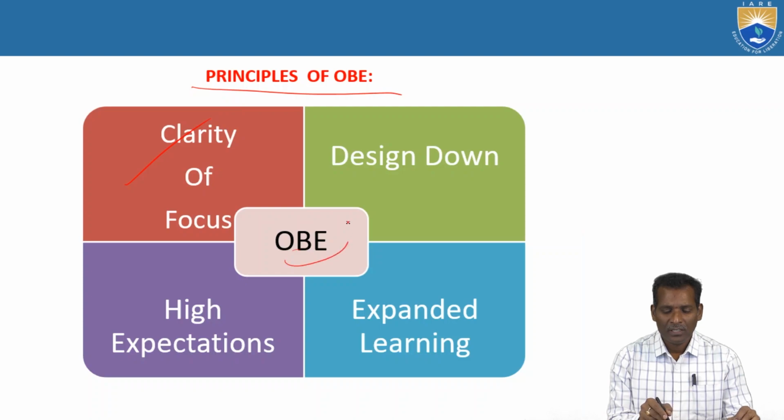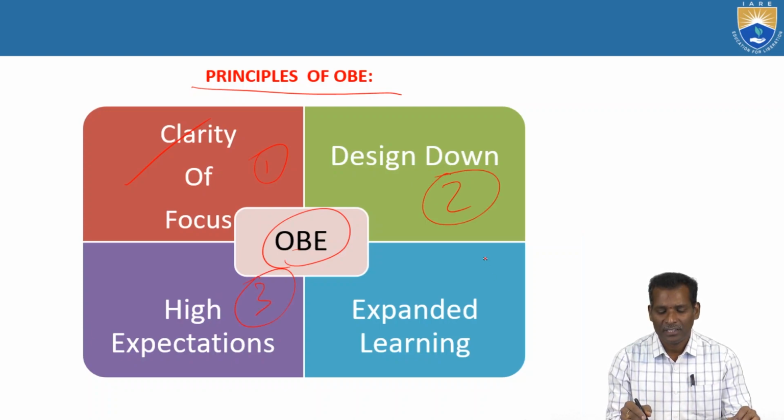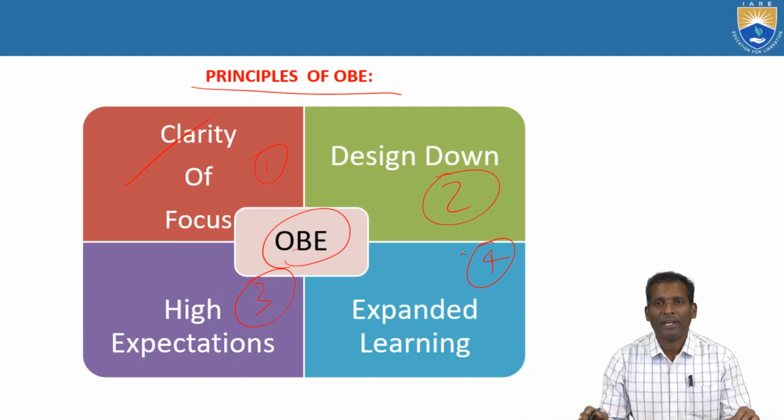The four principles of OBE are: one, clarity of focus; two, design down; three, high expectations; and four, expanded learning. These four are important principles of outcome based education. So what is this clarity of focus and design down and high expectations and expanded learning? One by one now I will explain.